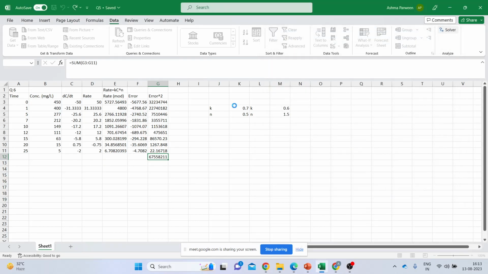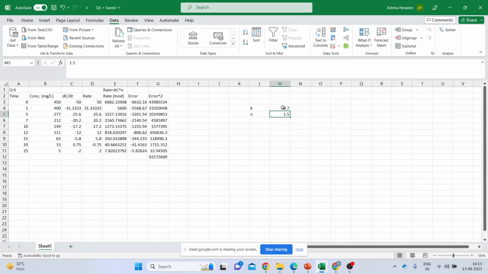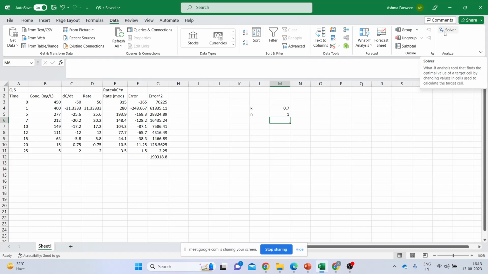So let me remove these. I have changed the value of k. Let me change it once again, I will change it to 0.7, and the order to 1. Since I have used the formula, the corresponding rate, model rate, error, and the square of the error will change. So now we'll go to solver. I have already added the solver in my Excel.